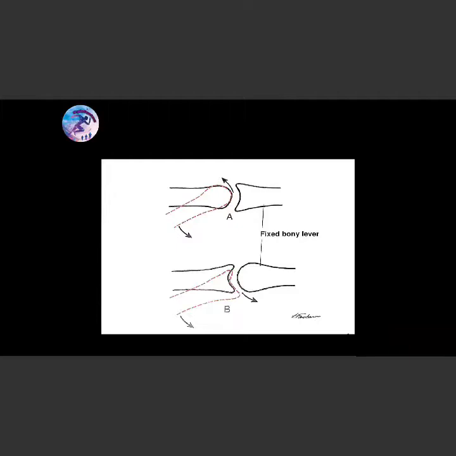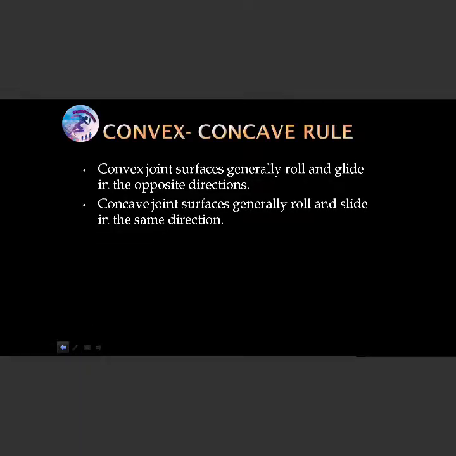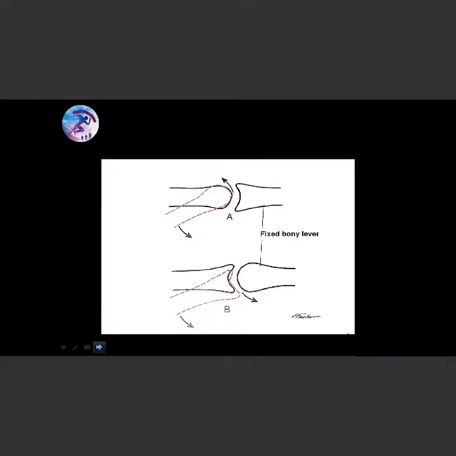So here in this figure we can see that in A, the moving joint is convex. When it moves, as our rule says, if it is convex, it will roll and glide in the opposite direction. While in figure B we can see the surface is concave, it will move in the same direction.